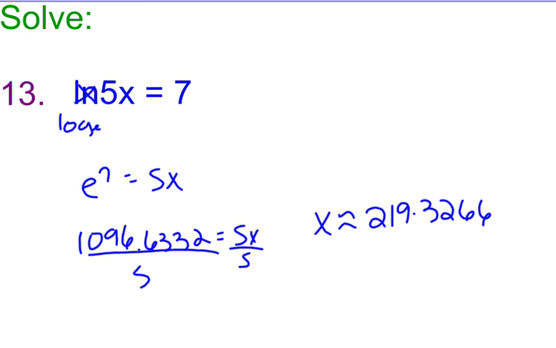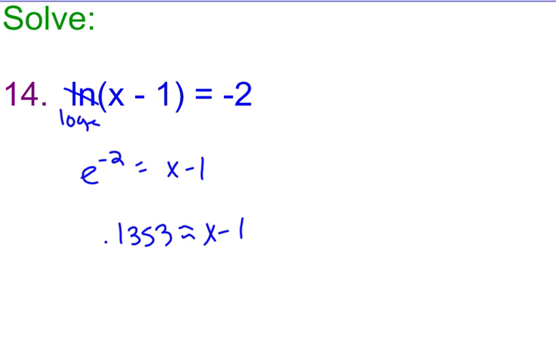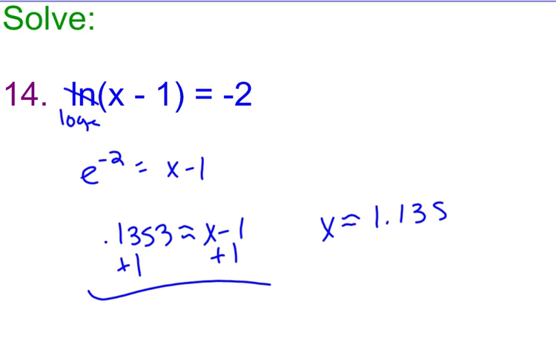So we're going to keep going here with all these different log ones. Number 14, here's my log base e. So I have e to the -2nd equals x minus 1. When I plug in e to the -2nd in my calculator, I get 0.1353. And since that was x minus 1, I go ahead and add 1 to both sides. So I get x to be approximately 1.1353.